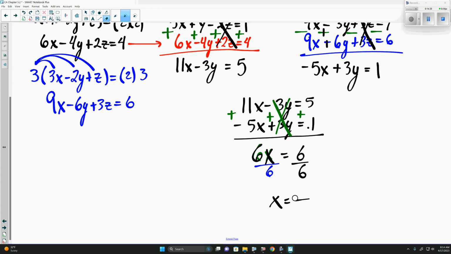Nope. So it would be 1. That's nice. Thank you. I think I just copied the 5 from the other equation, apparently. Any questions on this here?